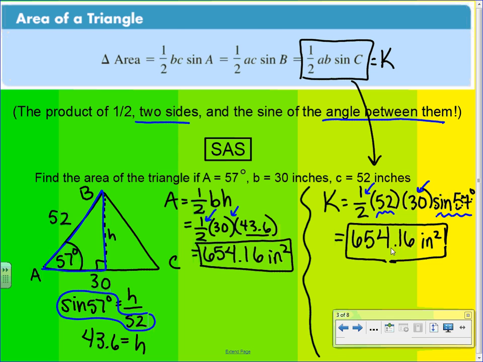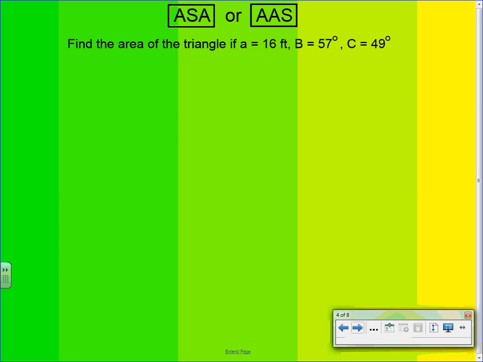All right, moving on to the next problem. Let's say you're not given side angle side. Instead, you're given either angle side angle or angle angle side. We can use a version of this formula.